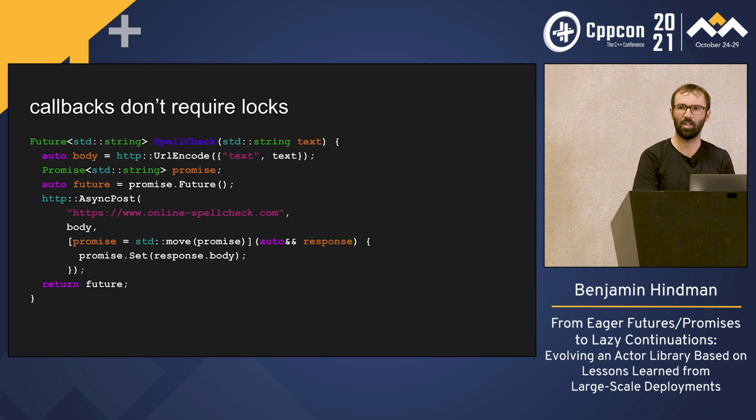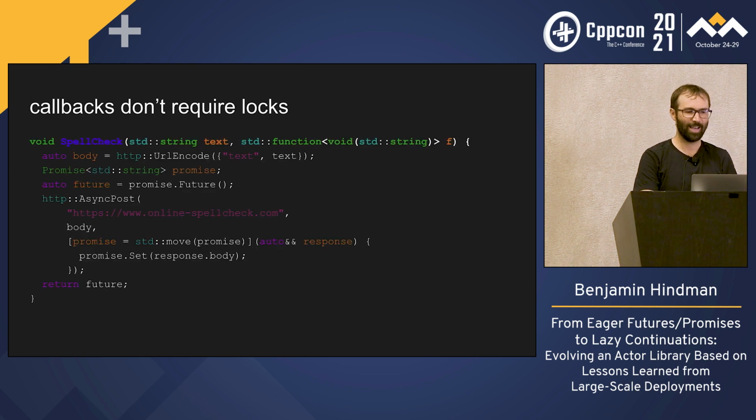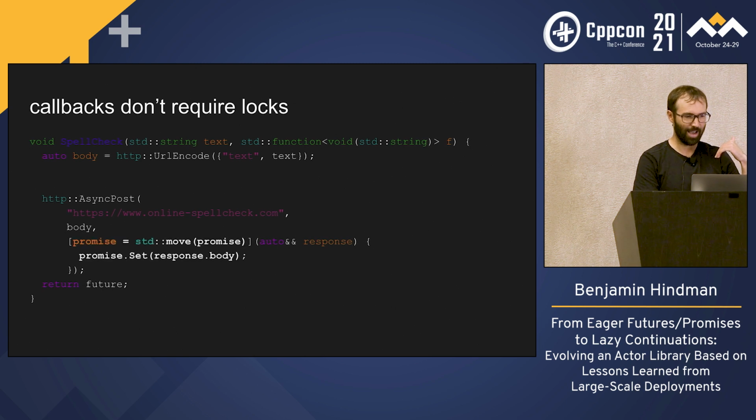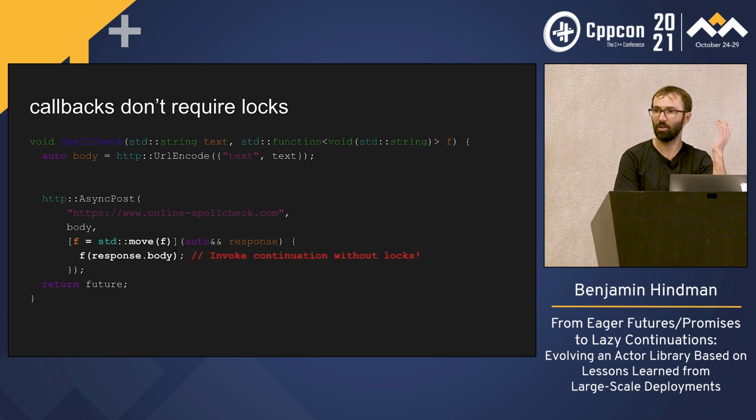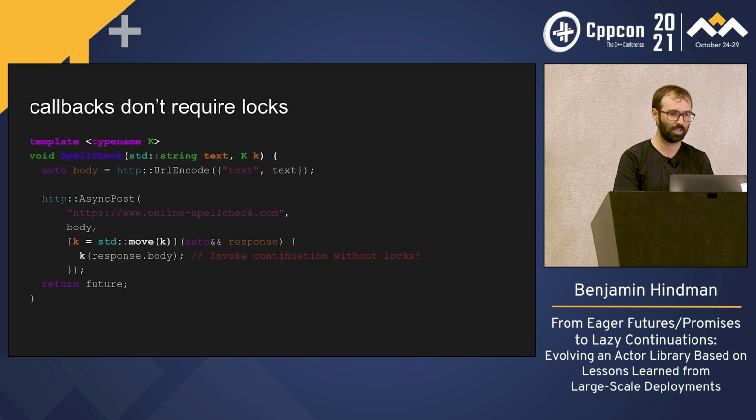Well, what if we just try to go back to using callbacks everywhere? So we said, yeah, let's throw away all this stuff. Let's just go back to using callbacks everywhere. So imagine that we're going to rewrite SpellCheck to take some function, some callback. We're going to throw away our promises. Within that callback, we'll just go ahead and call F. And that's going to be the continuation that we want to do next. Great, so we can invoke the continuation without locks.